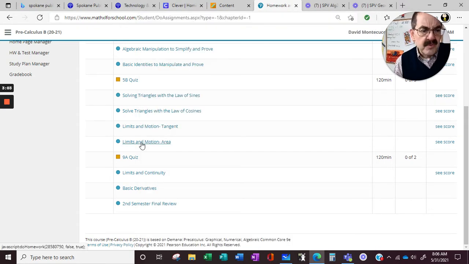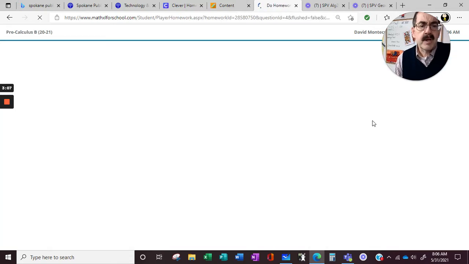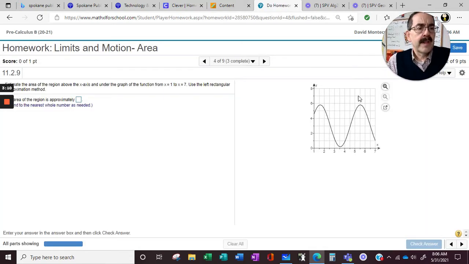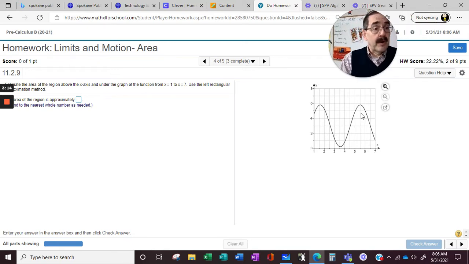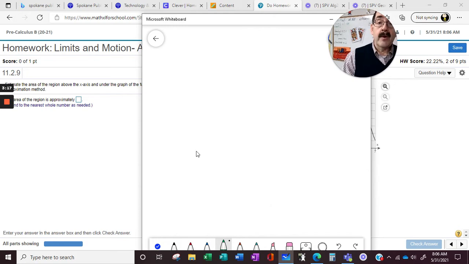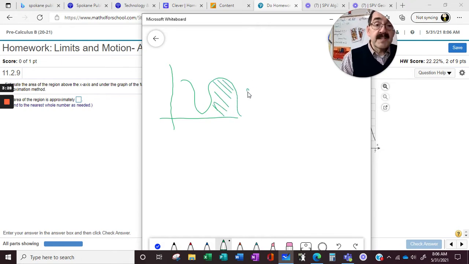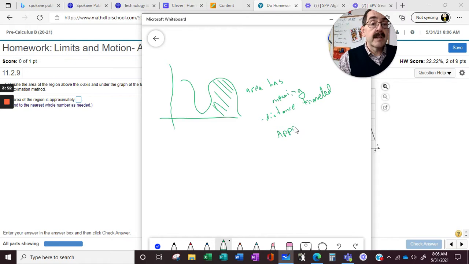Okay, so let's go to limits, and let's just try question four. We haven't done that. Okay, so last time we were together, we studied how to calculate the area under a curve, okay? And the area under a curve, all of this meant something. This area has meaning, okay? And the particular problem that we did, this area represented distance traveled, okay, based on the units that we were looking at, okay? And all we did was approximate. What was the approximate distance?